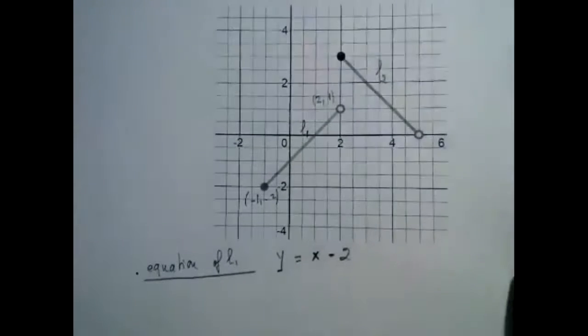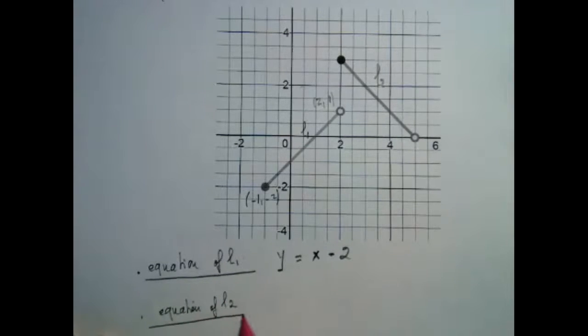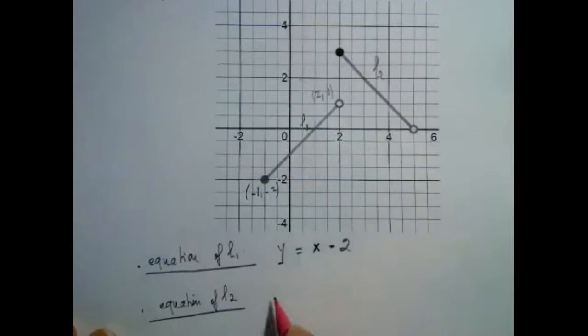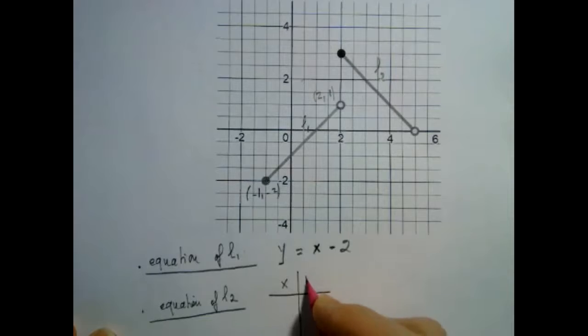L2, we have to find it again. Now let us find the equation of L2. I need 2 points on the line. To find the equation, I need 2 points, or I need a point and the slope, whichever. So 2 points. Now okay, who would like to give me 2 points on the line?